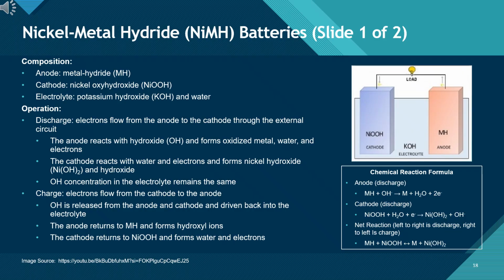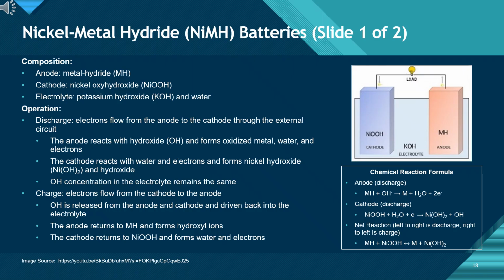Nickel metal hydride (NiMH) batteries. Slide 1 of 2. Now let's take a look at nickel metal hydride, or NiMH, batteries. These are structurally similar to NiCd batteries, but they replace toxic cadmium with a metal hydride material at the anode. The cathode is the same nickel oxyhydroxide, and the electrolyte is potassium hydroxide mixed with water.